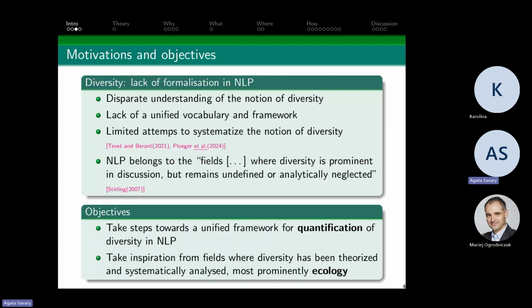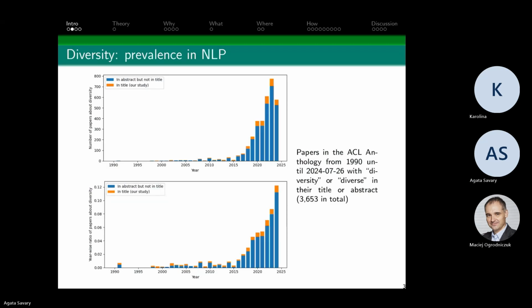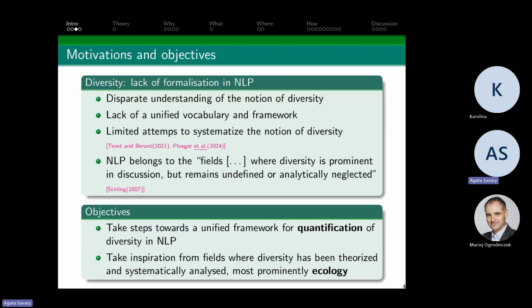And this means that, compared to the previous slide, NLP very well fits a citation from a paper from 2007, where someone called Stirling, who originated from economics, looked at the notion of diversity in many scientific domains, including ecology, and tried to propose a unified framework. He said there are many domains in which diversity is prominent in discussion, like here, but remains undefined or analytically neglected. NLP really fits this very well, and this is our starting motivation for this work.